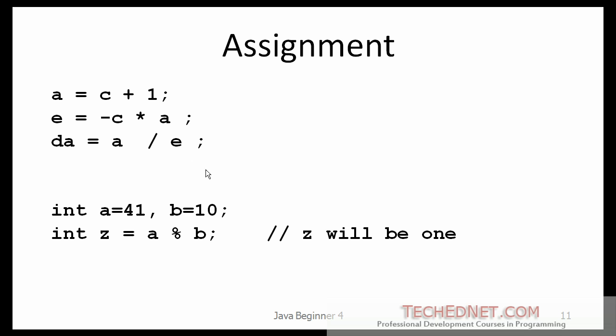So here are some assignment statements. Here I am taking the value of the variable c, adding 1 to it, and then I'm assigning the result to a. Here is the result of the multiplication being assigned. Here is the result of a division being assigned to dA. So these are again pretty straightforward and look very similar to other programming languages that you may already know.